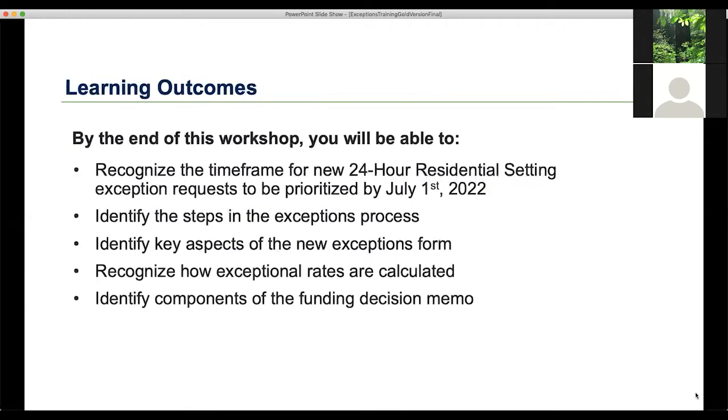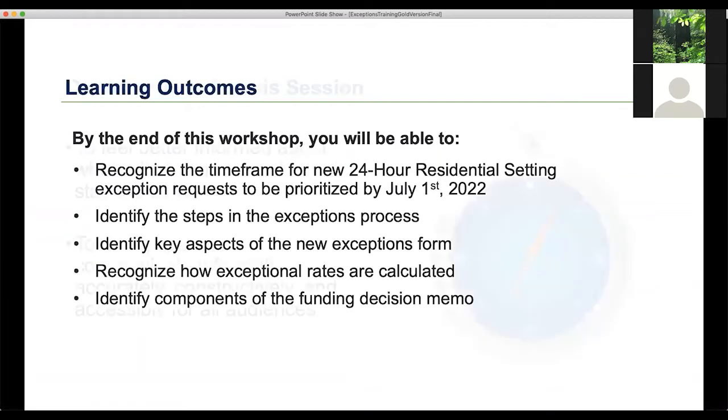So then, speaking of today, we're going to talk about some learning outcomes. The goal by the end of this workshop is that you'll be able to recognize the time frame for new 24-hour residential setting exceptions requests to be prioritized by July 1st. We will have a timeline, and Rose will discuss that with you in a little bit. Identify the steps in the exceptions process. Identify key aspects of the new exceptions form. Recognize how exceptional rates are calculated, and identify components of the funding decision memo.